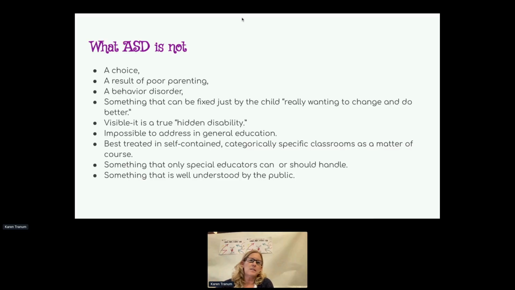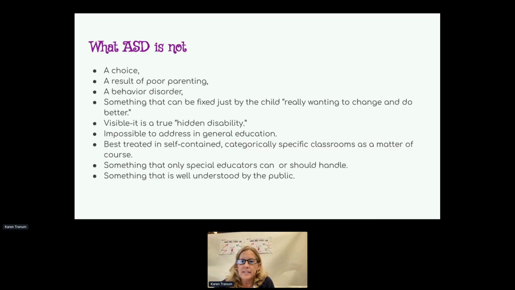One thing that autism spectrum disorder is not is it is not a choice. This just happened. It is not a result of poor parenting. It's not a behavior disorder, and it is not something that can be fixed by the child wanting to do more. I'm sorry, I made an error in here. It is invisible. It's not visible. I'm going to correct that. It is invisible. It is a hidden disability.